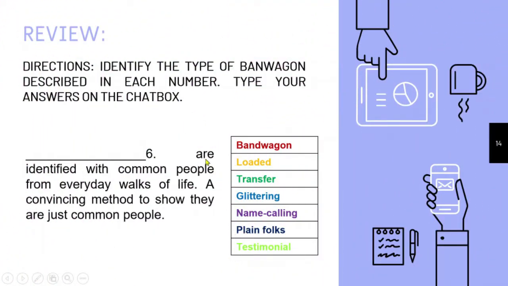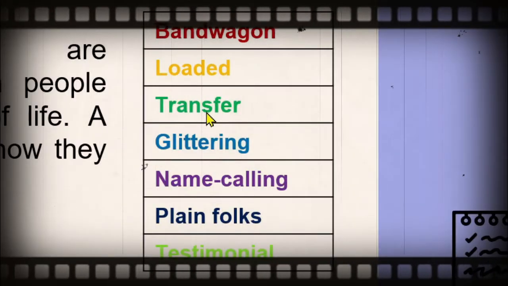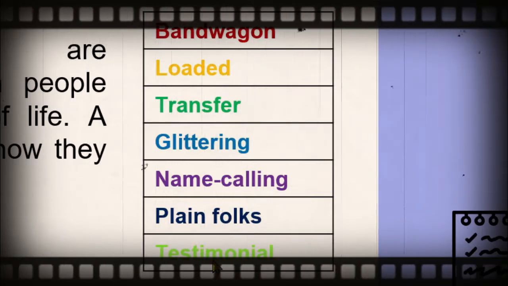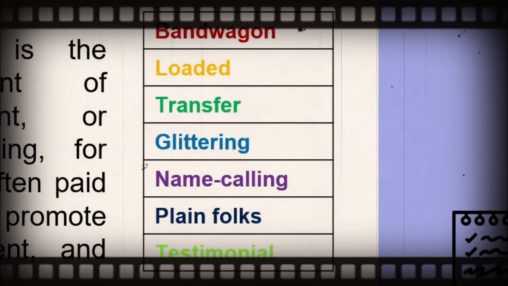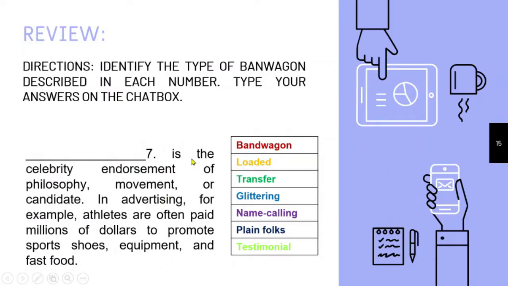With number 6, the question is, blank are identified with common people from everyday walks of life. A convincing method to show they are just common people. Bandwagon, loaded, transfer, glittering, name-calling, plain folks, or testimonial. Write your answer. Next, number 7.